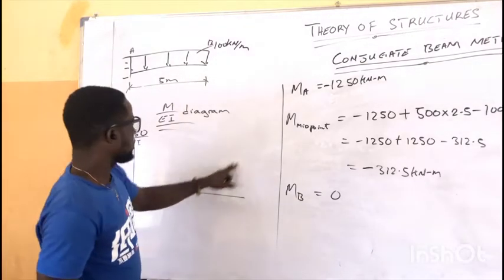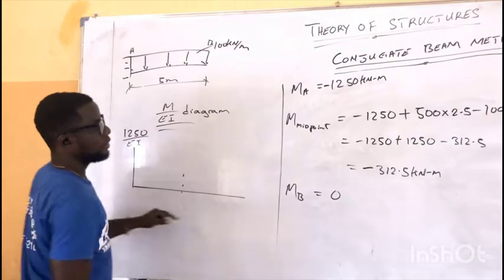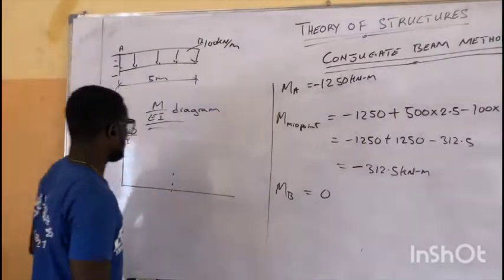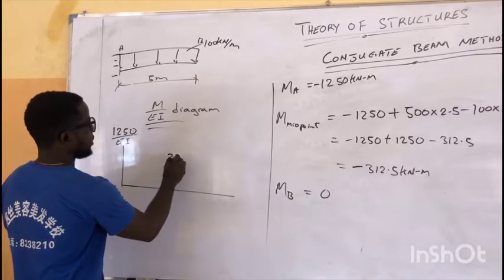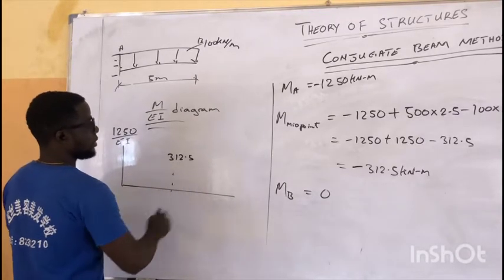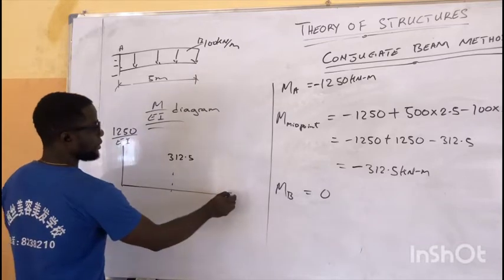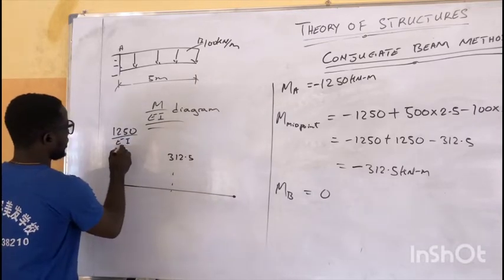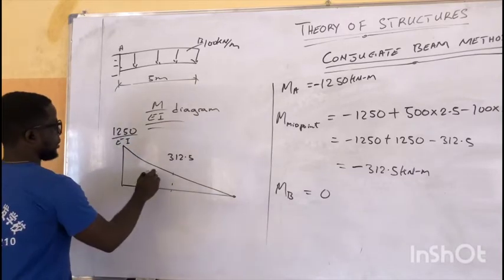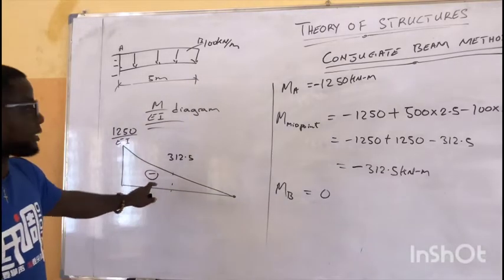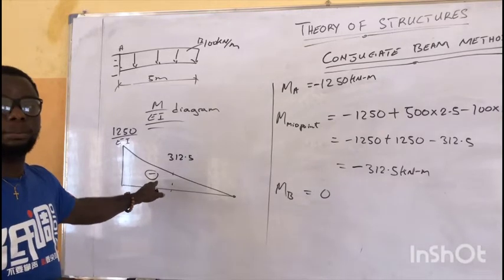Then at the midpoint, we have this to be this. Then at the free end, you have 0. So we have something like this. The negative indicates that it is a negative bending.